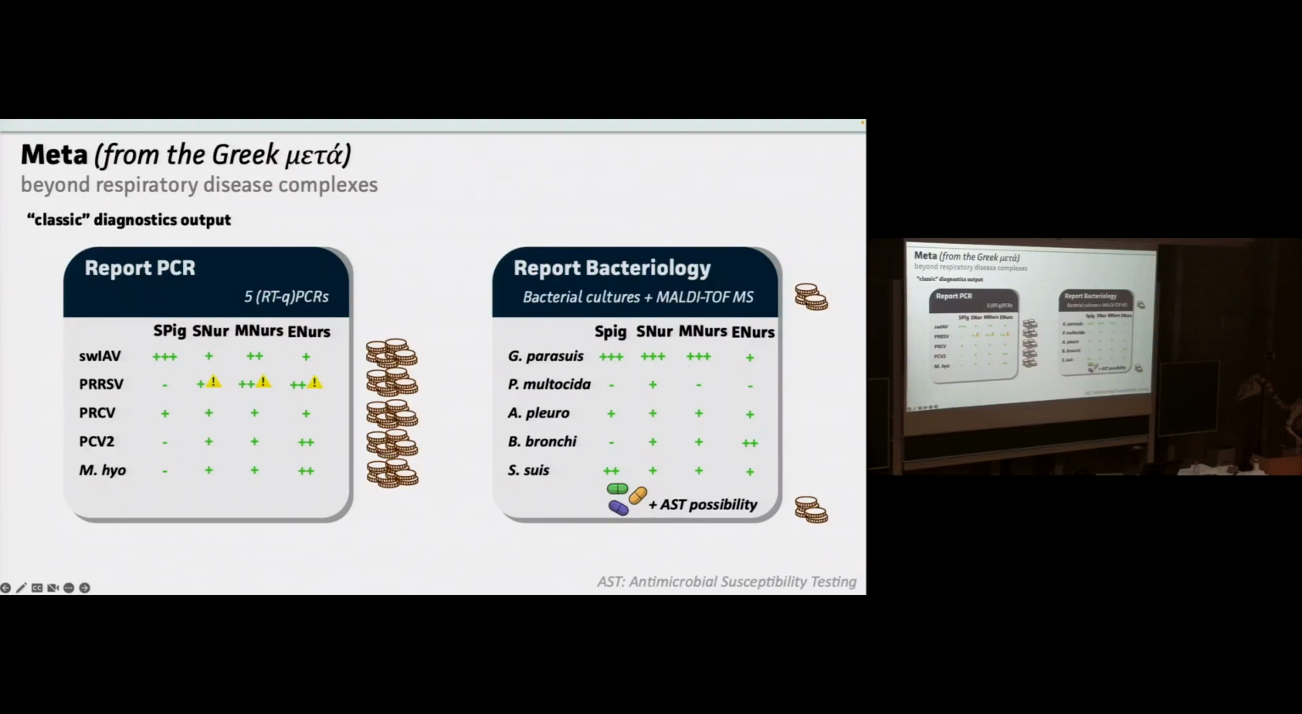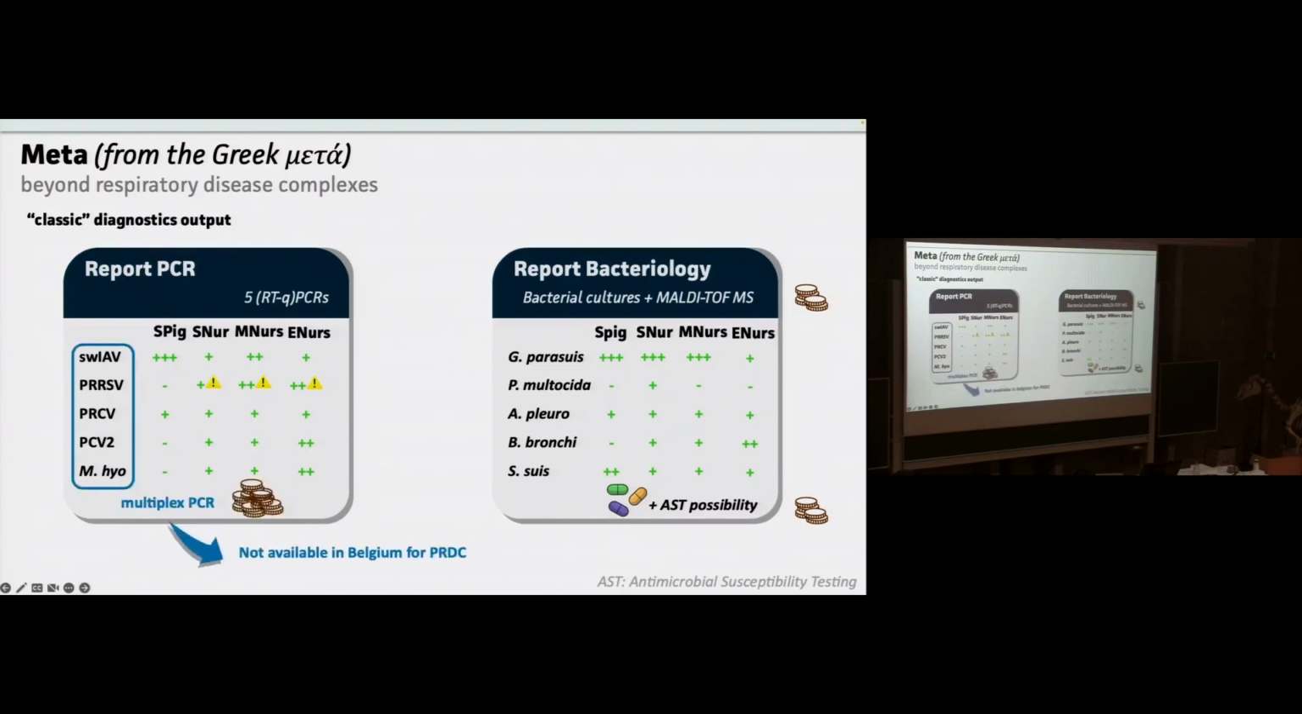Then you can be lucky or not lucky, depending on whether you detect something or not. So there are also some multiplex PCRs available. What does it mean? We can test everything in one go, but they are very limited to certain pathogens. They don't include everything. In Belgium, for the porcine alternative, it's not available. For the bovine, we do have them available in Belgium, but for the porcine respiratory disease complex, it's not available. In Germany, it is, for example.